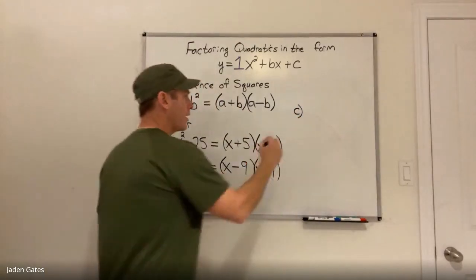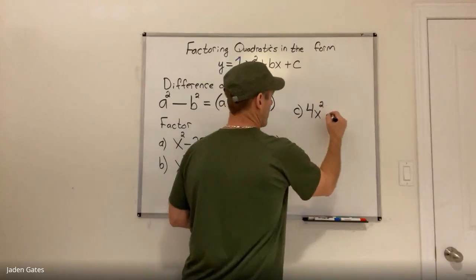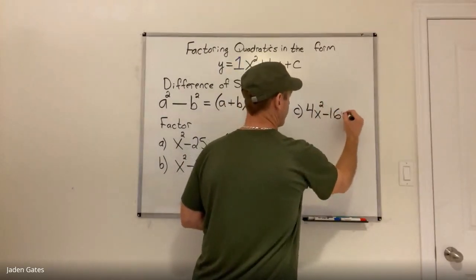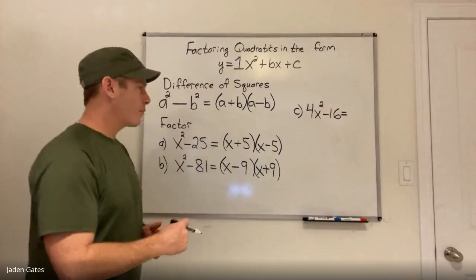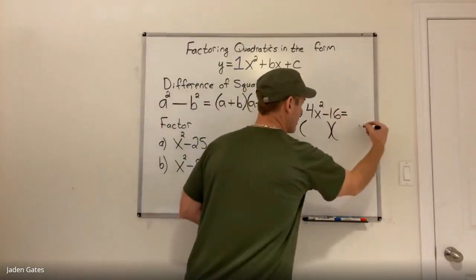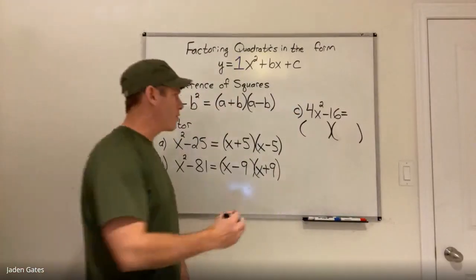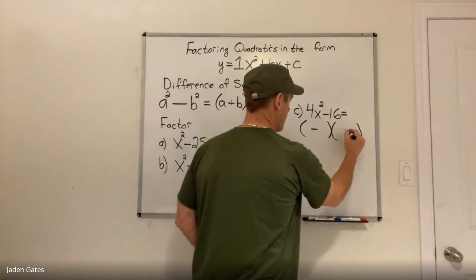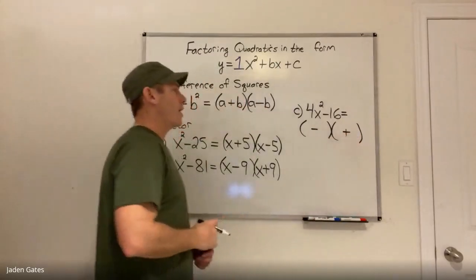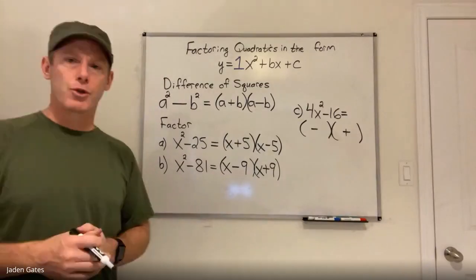I'm going to take 4x squared minus 16. All right, so I am going to factor it. So again, I'm going to have two pieces, just like that. Again, one minus sign, one plus sign, doesn't matter which order. Both those terms, again, there's only two of them, separated by a minus sign, both square rootable.